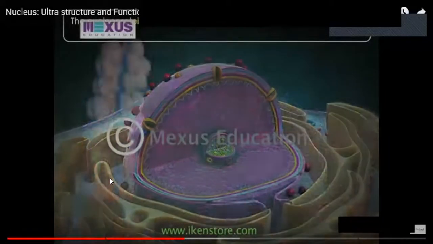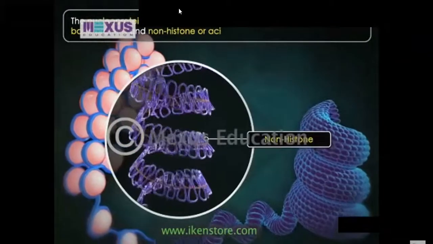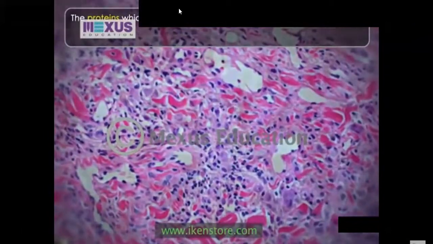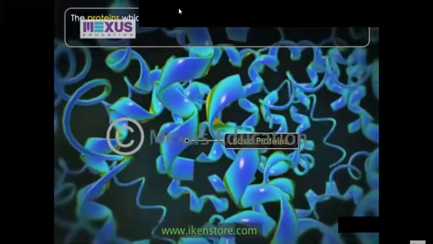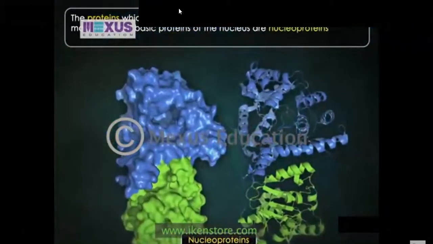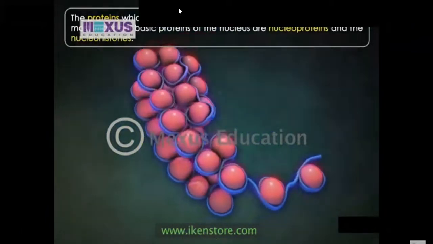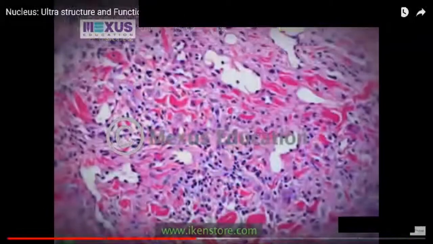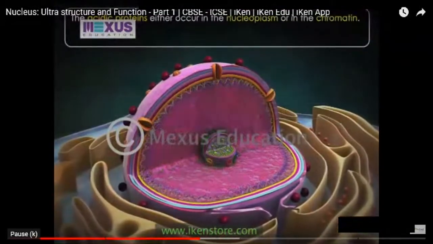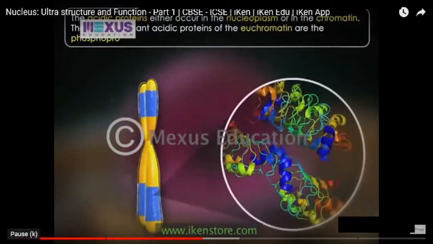Can be categorized as histone or basic proteins and non-histone or acidic proteins. The proteins which take basic stain are known as the basic proteins. The most important basic proteins of the nucleus are nucleoproteins and the nucleohistones. The acidic proteins either occur in the nucleoplasm or in the chromatin. The most abundant acidic proteins of the euchromatin are the phosphoproteins.